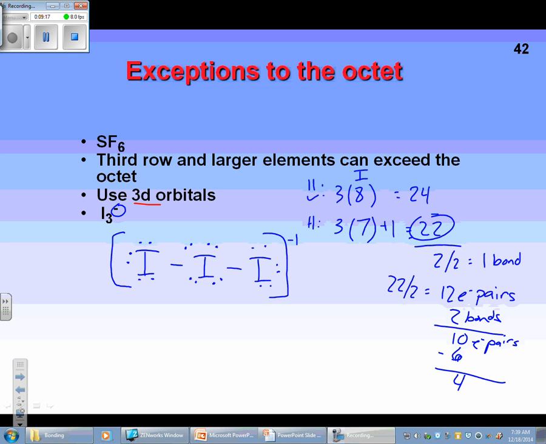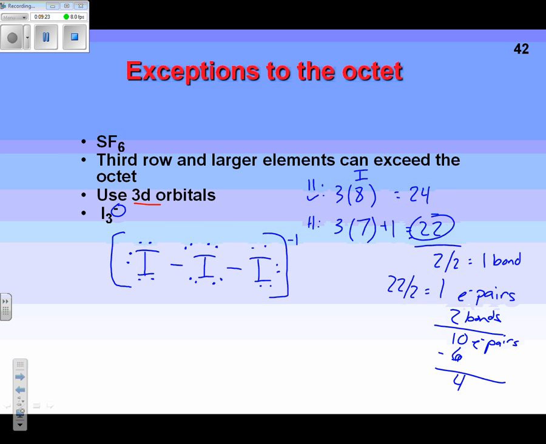Okay, I realized a mistake here. 22 divided by 2 is not 12, it is 11. All right. So here we would end up with 9, and then here we would end up with 3. So that guy right there isn't there. All right, so that is our structure for I3 negative. Sorry about the mistake.